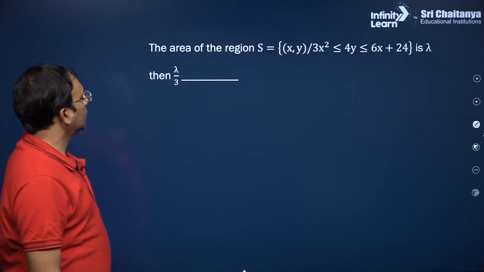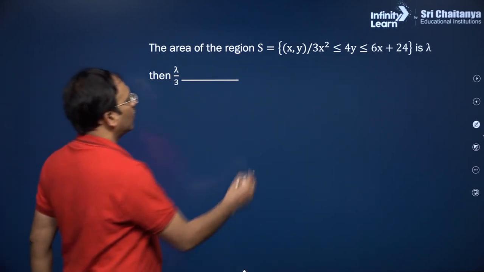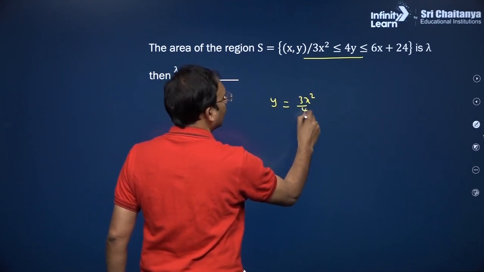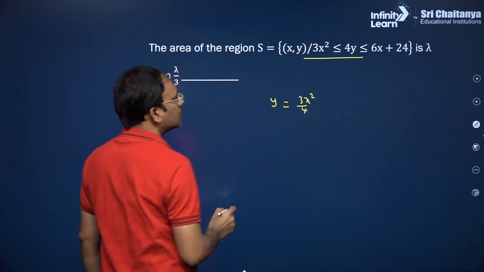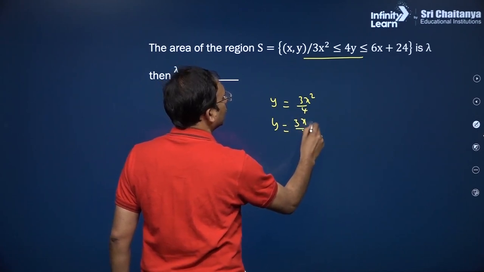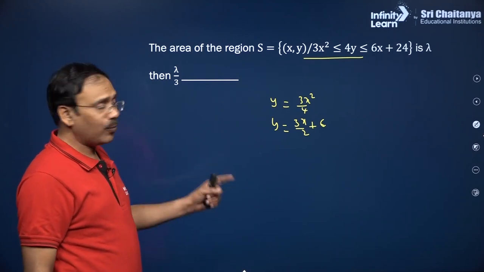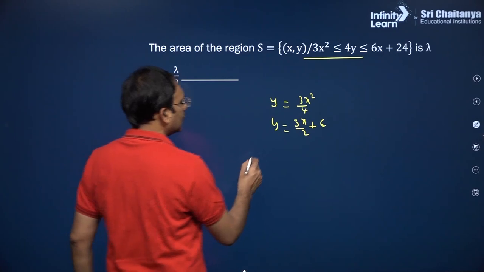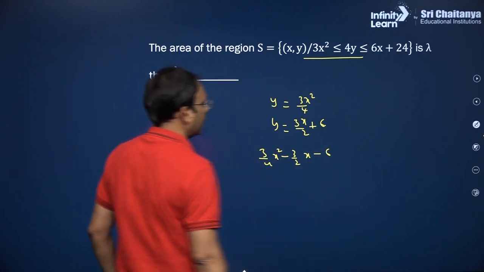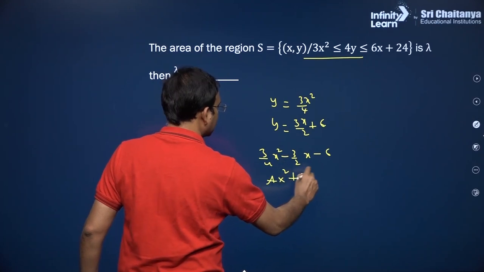The area of the region formed by, here there is no restriction except the quadratic. Why don't you treat it like y is equal to quadratic by 4? You also treat this like, this is the line. So, y is equal to 6x by 4, 3x by 2 plus 4, 6 is 24, y is equal to. Now, both are expressed in terms of quadratic. Subtract: 3 by 4 x square minus 3 by 2 into x minus 6, my dear friends. So, you compare this with ax square plus bx plus c.